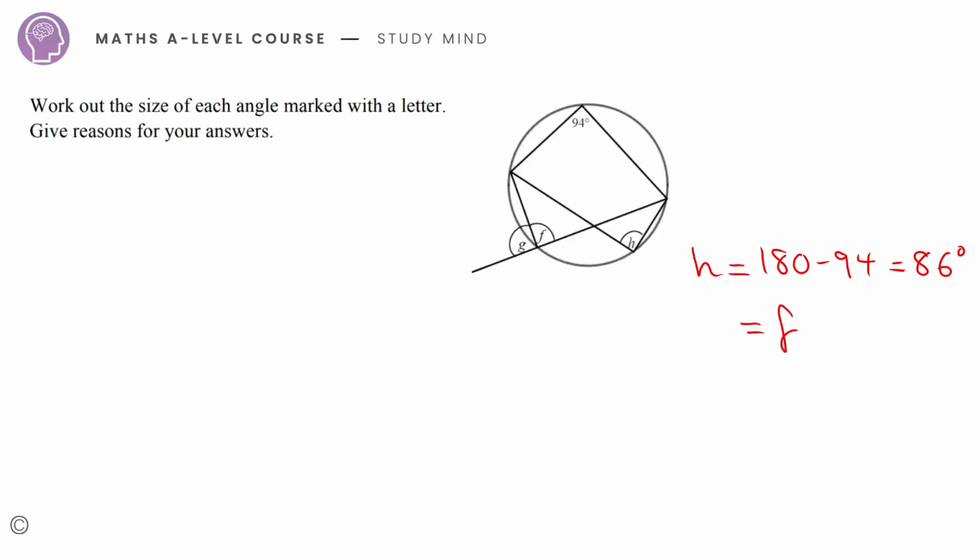And finally, we have angle G, which is just going to be 180 minus F. No special circle theorem there. Which actually just means it equals 94. That'll conclude this video and this section on coordinate geometry.